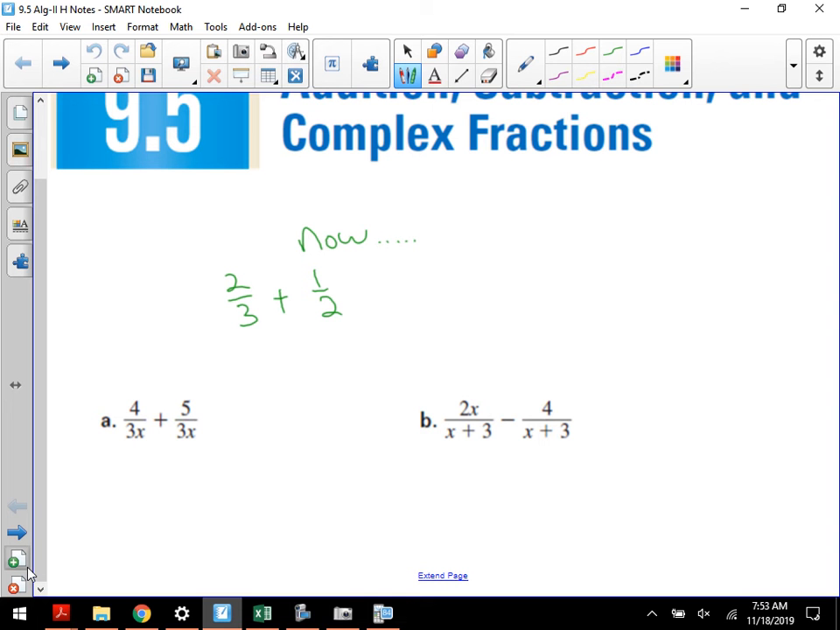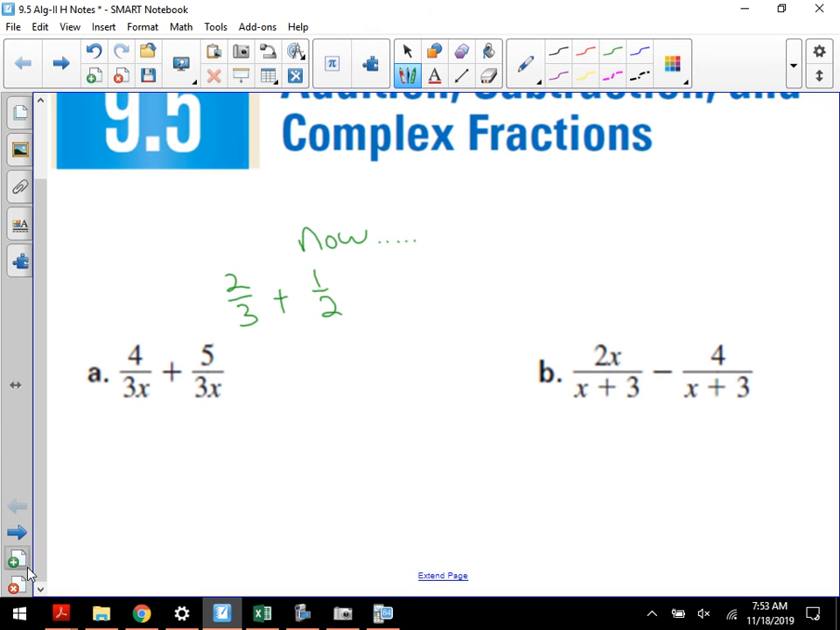Think of it as when you had stuff like this, the 3x is the common denominator, so you can just put the tops together. So what's 4 plus 5? 9. So your answer for something like that would have been 9 over 3x, but now what can simplify? The 3, yeah, so you get 3 over x because these can simplify out. Okay. Things like that, all right?